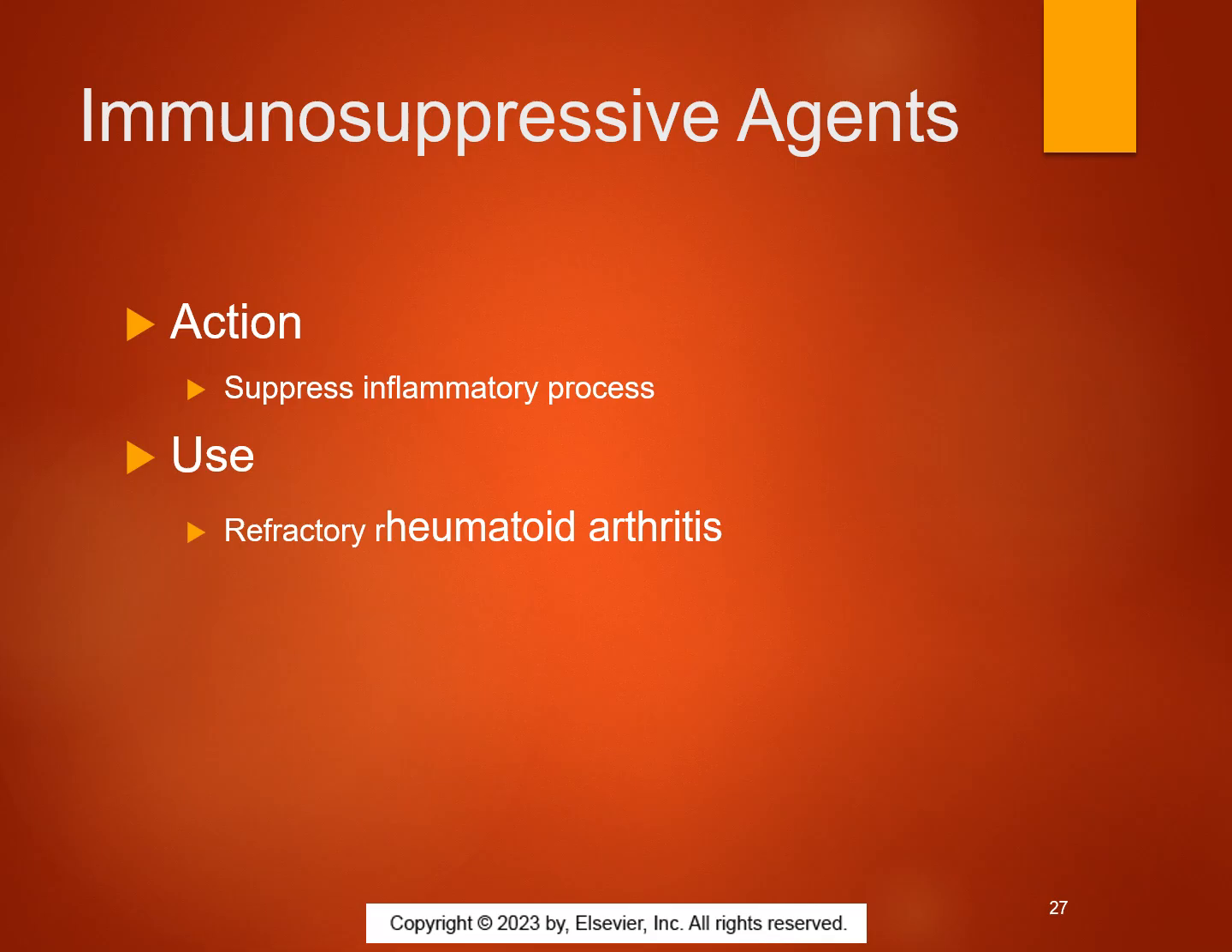They are used only when first-line therapies fail because of their risk and cost. These medications are very expensive, so this will be, I don't want to say last resort, but sort of last resort. So TNF inhibitors and interleukin-1 blockers are reserved for moderate to severe rheumatoid arthritis due to infection risk and immune suppression.